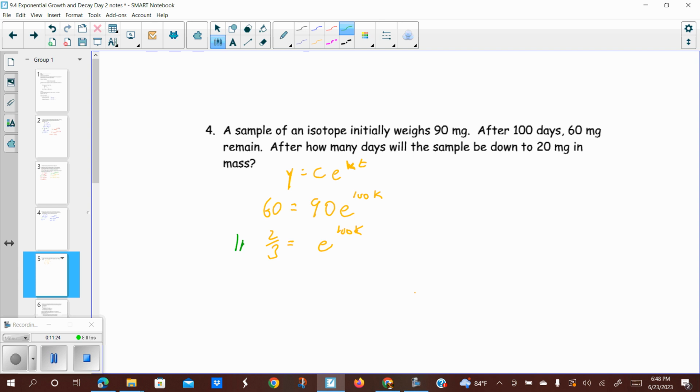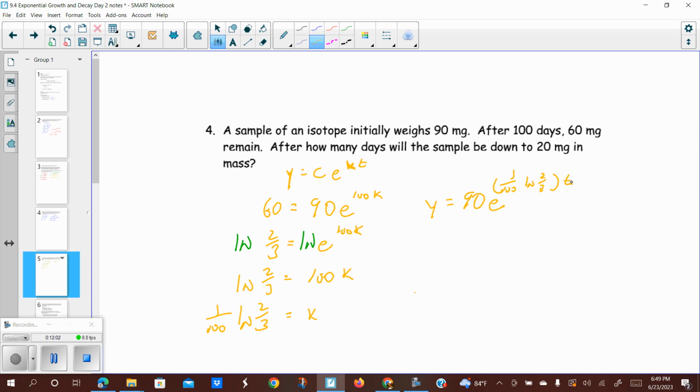Take the natural log of both sides, and we get the natural log of 2/3 equals 100k. So then k is going to be 1/100th of the natural log of 2/3. The natural log of 2/3 is a number that is negative because the argument is between 0 and 1, so we're good. This is decay. So we get that y equals 90 e to the 1/100th natural log of 2/3 times t.